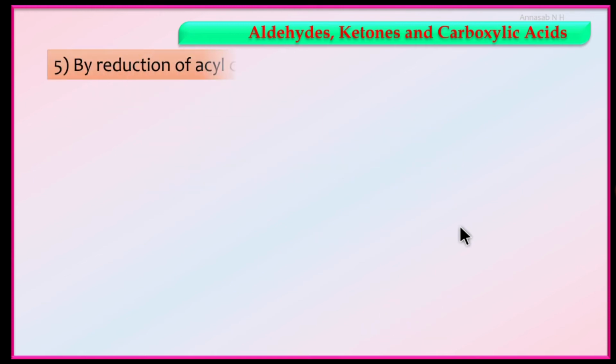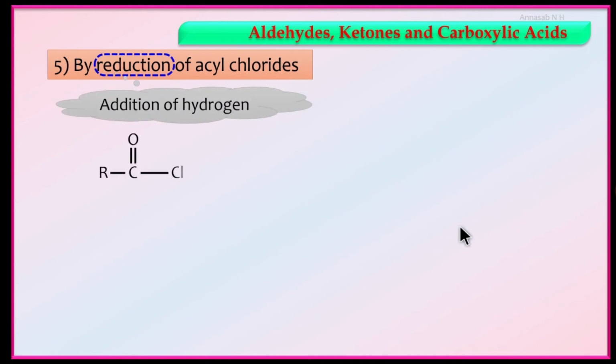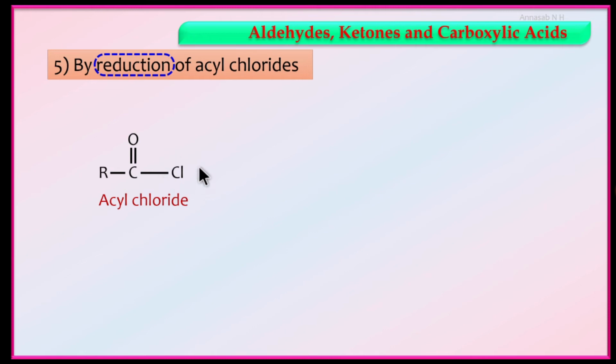Moving to the next one, reduction of acyl chlorides. Acyl chlorides are the derivatives of carboxylic acids. RCOOH is converted into RCOCl by replacing the OH of the carboxylic acid by a halogen atom. So this compound is acyl chloride. Reduction is removal of oxygen or addition of hydrogen.